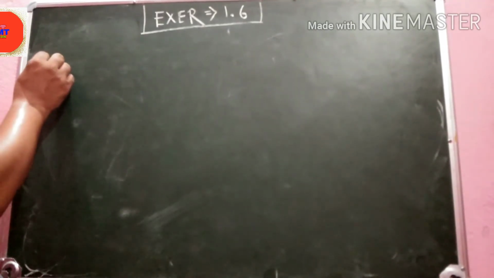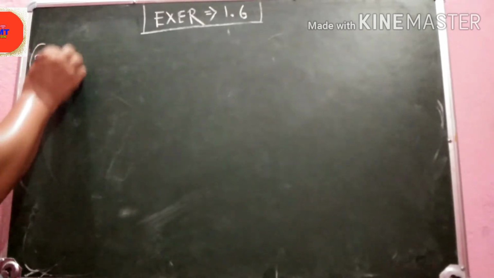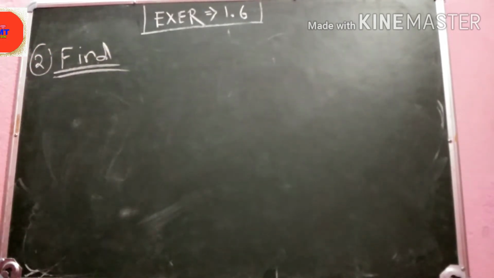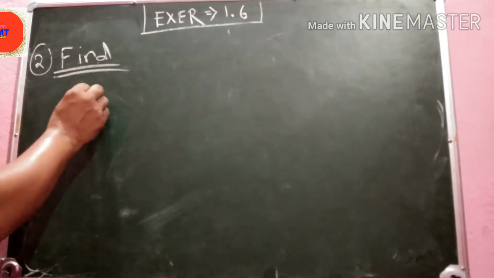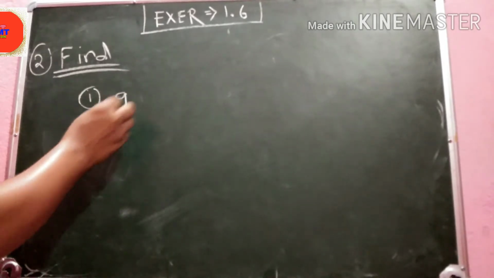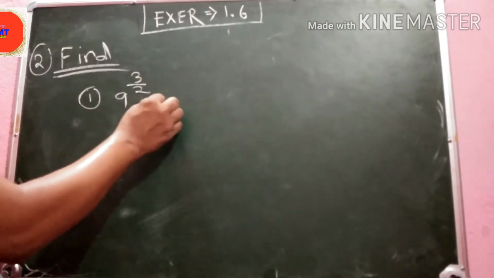Move to question number 2. In question number 2 we have to find the values. 2 (i): 9 to the power 3/2.